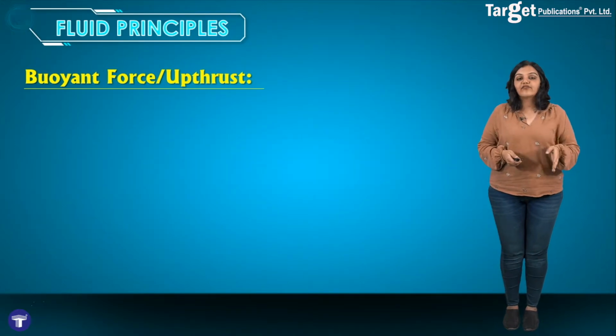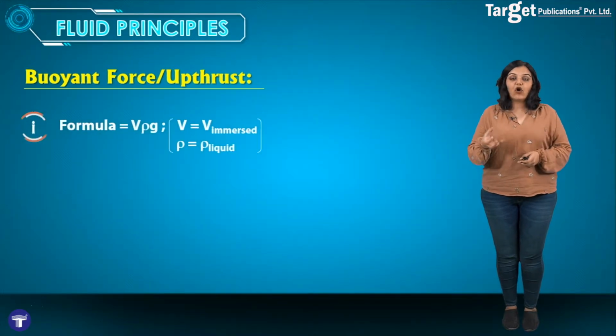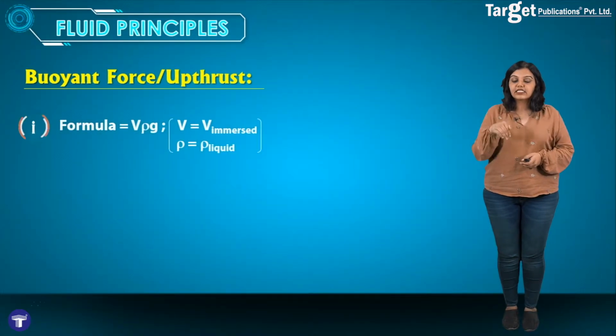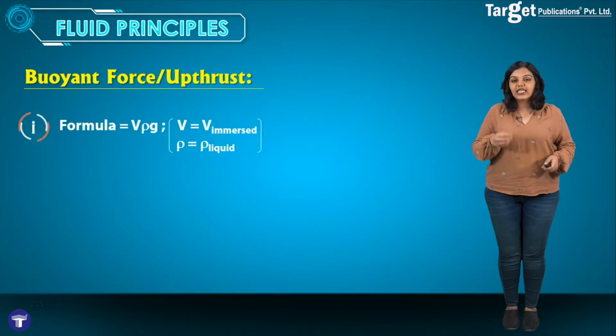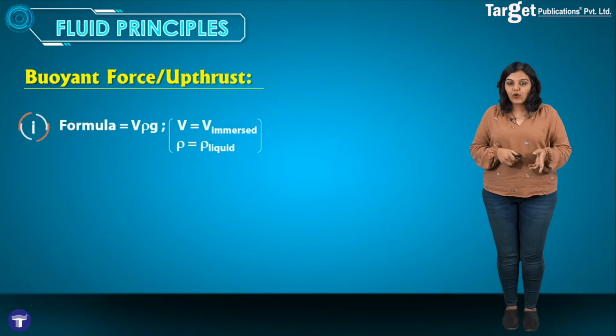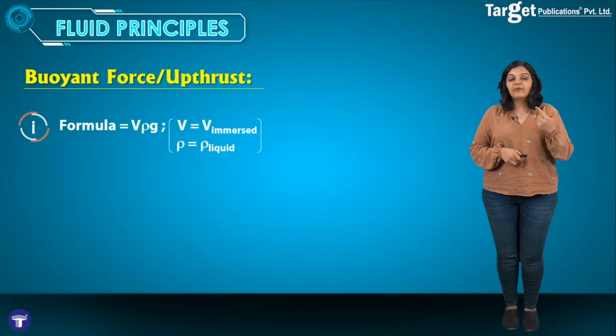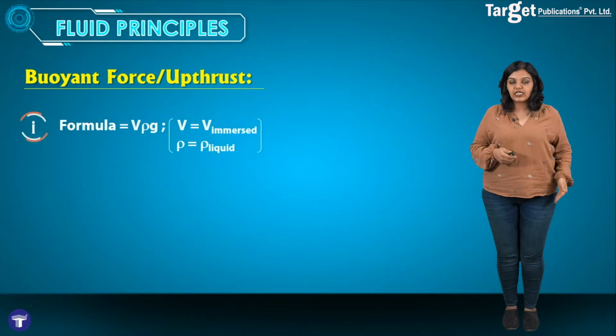The formula for buoyant force is given by V rho g, where V is the volume of the object, that is the solid, immersed into the liquid, and rho is the density of the liquid, whereas g is the acceleration due to gravity. So upthrust or buoyant force is given by the volume of the immersed object multiplied by the density of the liquid multiplied by the acceleration due to gravity.